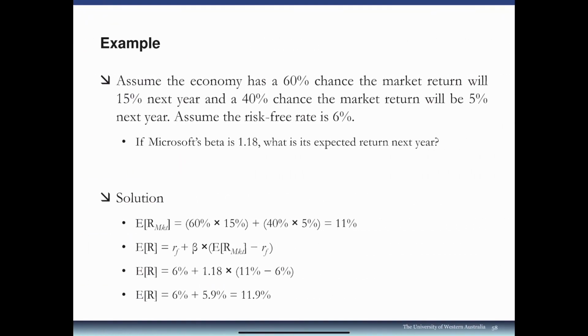So in this case, plug all the numbers in, you get that ER equals 6% plus 1.18 times 11% minus 6%. And that tells you the expected return of Microsoft equals 11.9% in this case.